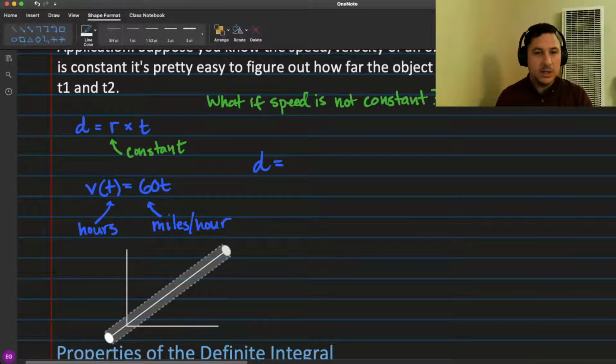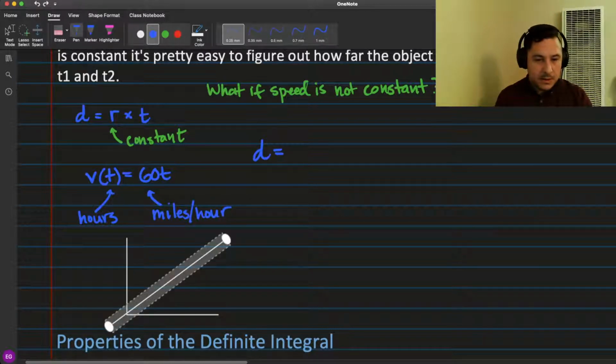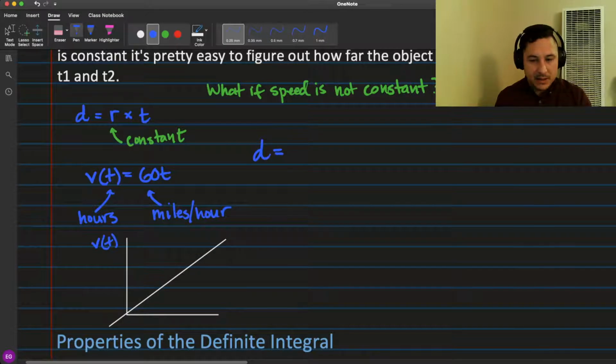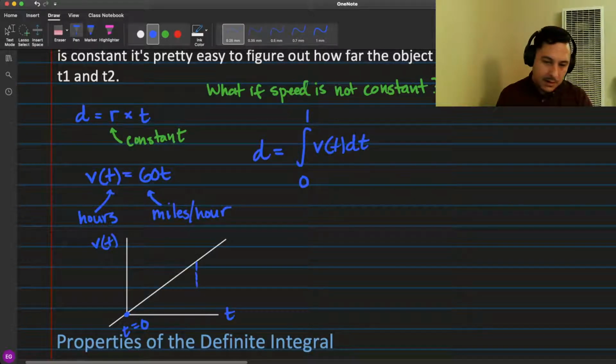So there's your velocity function. Your y value is the velocity, your x value is time. So if you wanted to figure out the distance traveled in that 1 hour, you can integrate your velocity function from 0 to 1. And what that's doing is finding the area between t equals 0 and t equals 1.